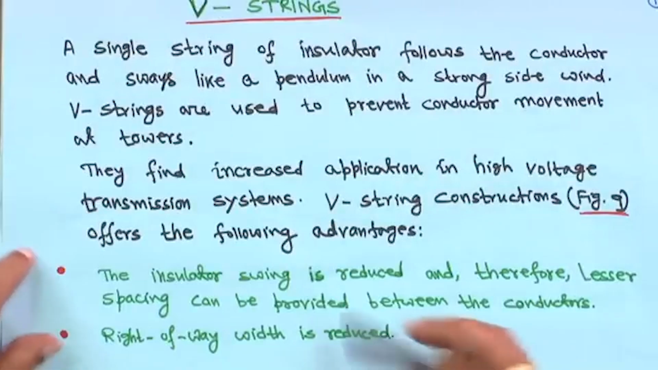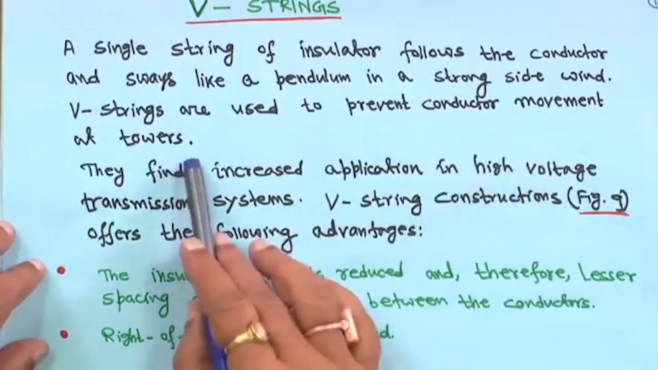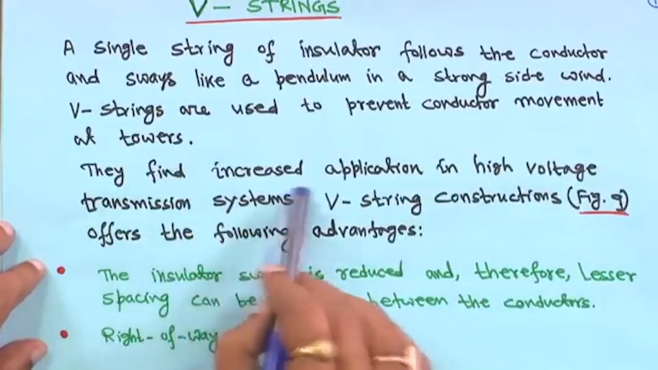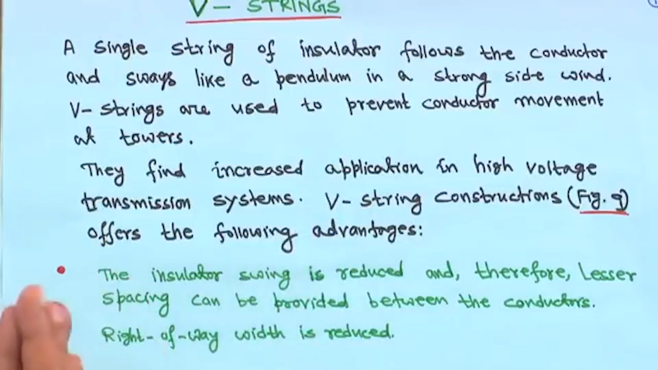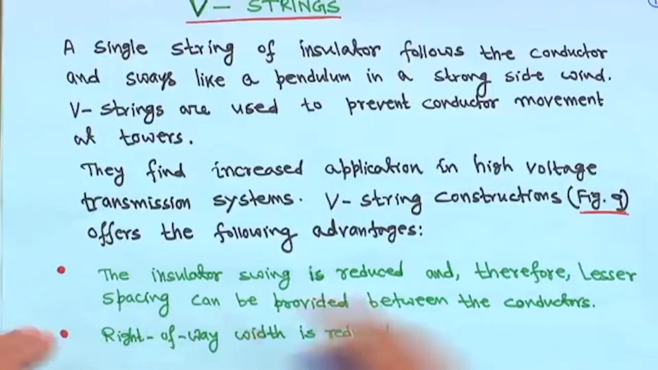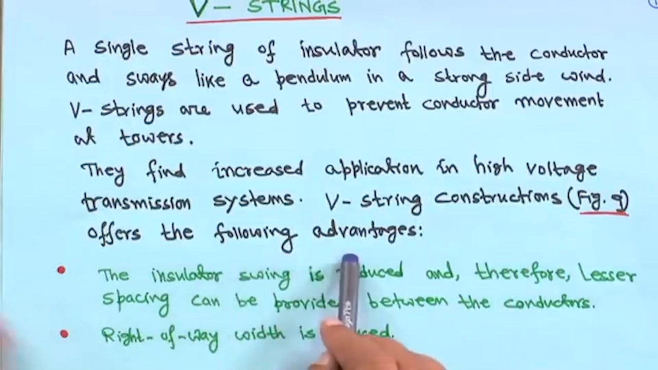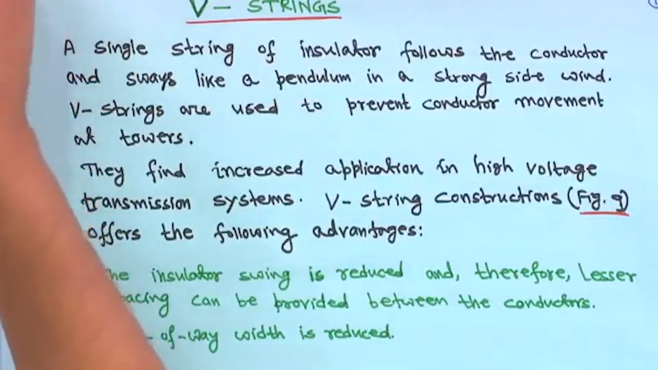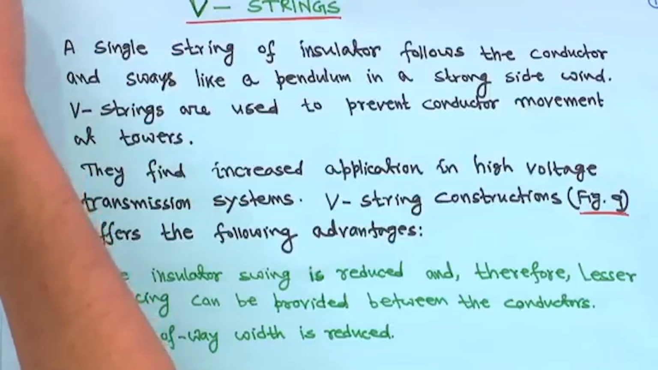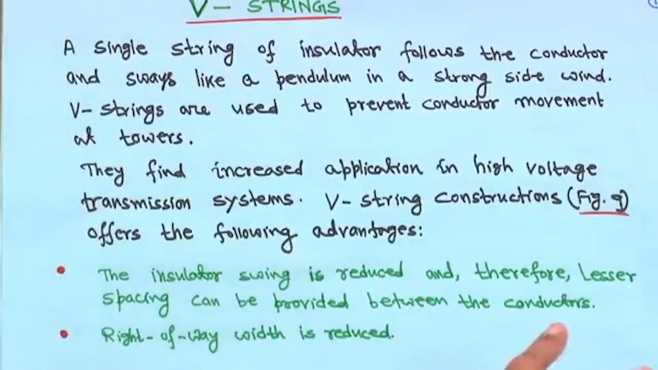V strings are used to prevent conductor movement at towers, but they find increased application in high voltage transmission systems, because in high voltage transmission the conductor itself has a very high cross sectional area, and V string construction offers the following advantages. It is marked as figure 9. If I get the figure where I have kept it, I will show you, just 1 minute. Otherwise, I showed you how it is connected, but as it is mentioned as figure 9, I will see if it is there or not.